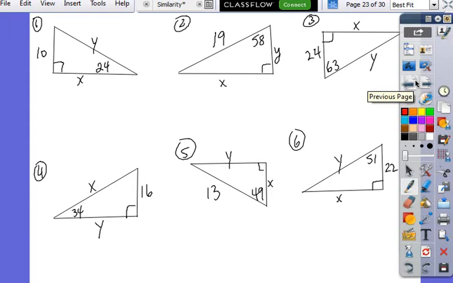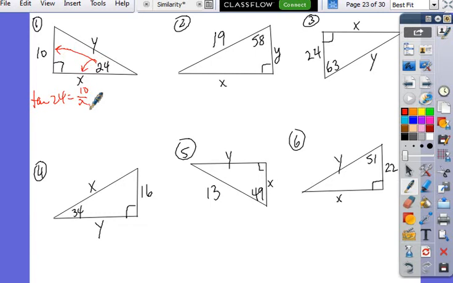Number 1. If I wanted to solve for x, I've got to base it off of that 24 that they give me. And I've got to use the 10 because that's one of the numbers. So what would that be? What side is the 10? That one is opposite. Then x is what? Adjacent. What's opposite and adjacent? Tangent. So I would say tangent of 24 equals 10 over x, and then I would solve that.